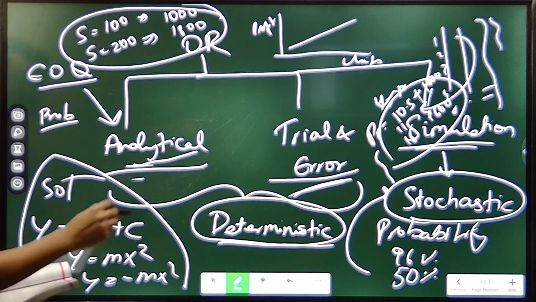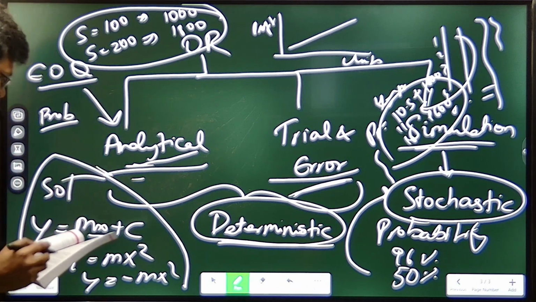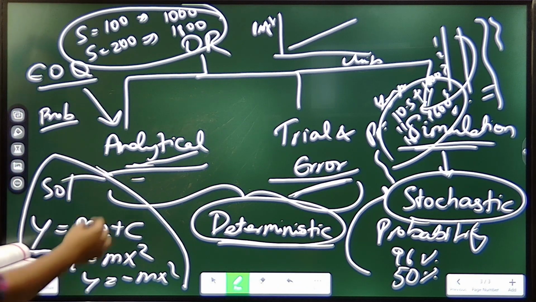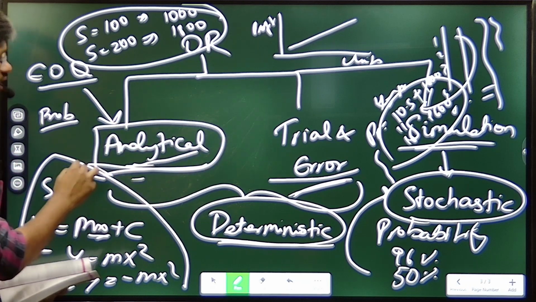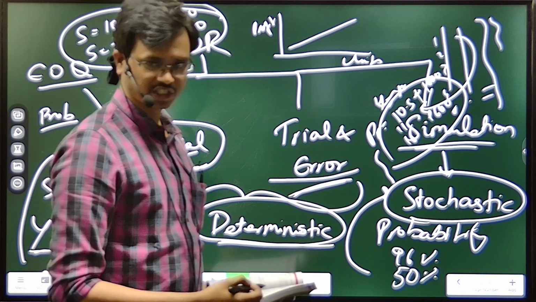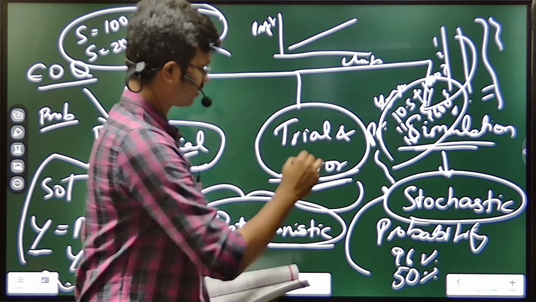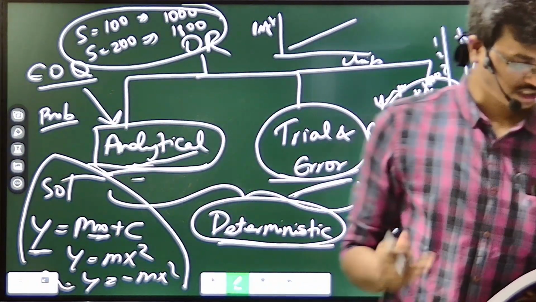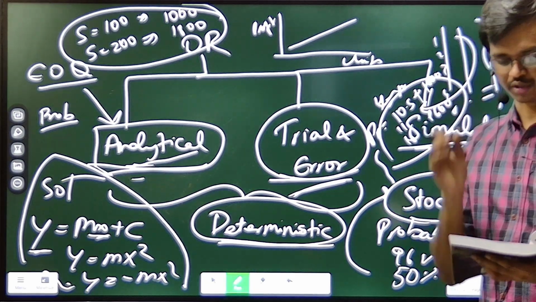And if you can clearly arrive at it, like you have EOQ, NPV, IRR, these are all analytical methods. But if you cannot clearly arrive at it and you have to do some experimentation to get there, that is the trial and error method. So these three are the methods in operation research.